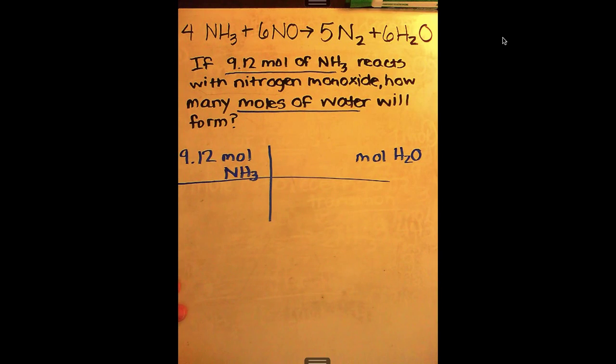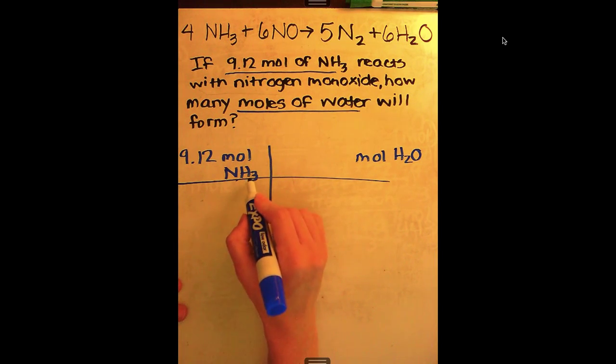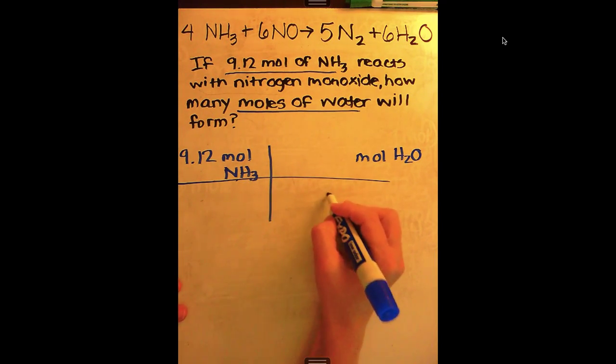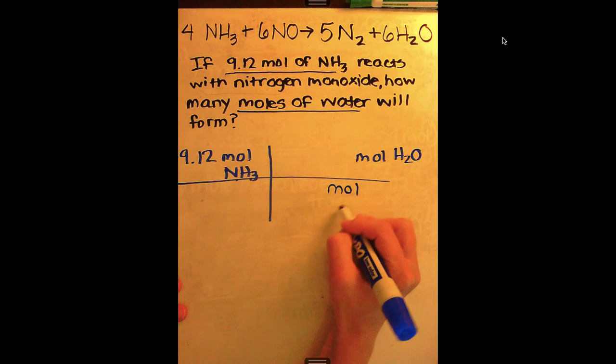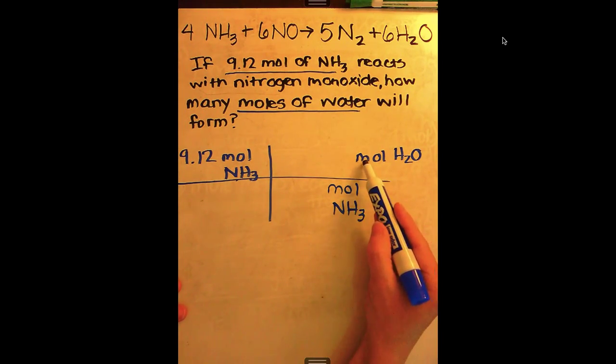Again, if you look back at those steps, you've got to get rid of moles of NH3 and somehow get over to moles of H2O. The only way to get rid of these units, guys, is to drop them down. So here we drop down moles of NH3. Well, now I see mole over mole.